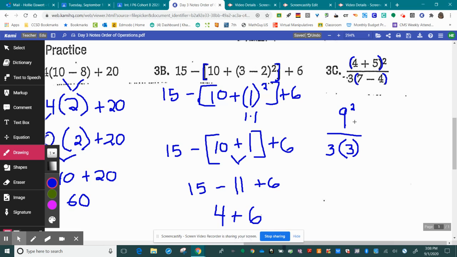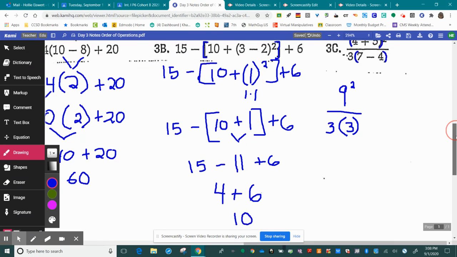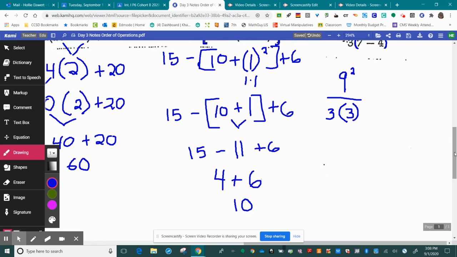Okay. So we have this fraction here, but we have not finished simplifying our numerator, nor have we finished simplifying our denominator. So that's what we will do. 9 squared is the same as saying 9 times 9, which is 81. So our numerator will be 81. Our denominator we can multiply because it's the only operation there. 3 times 3 is 9. Then from there, that's just division or a fraction, however you want to look at it. So we just have 81 divided by 9 gives us 9. So that's our answer.